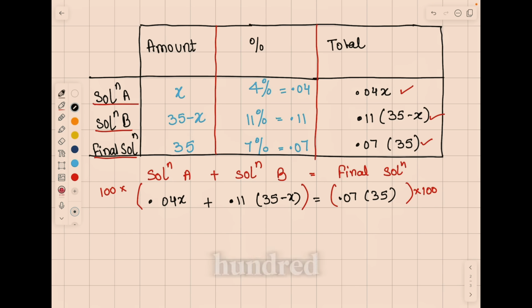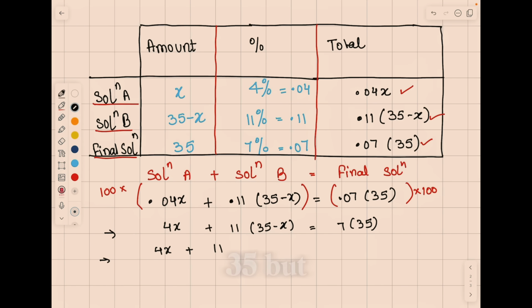So I'll multiply by 100 and distribute, which will give me 4x plus 11 times 35 minus x equals 7 times 35. I'm going to solve this equation in a slightly different way than we usually solve equations. I will distribute 11 with 35 but not multiply the numbers, because I don't like to use a calculator and I'm trying to avoid difficult multiplication here. So I'm showing you a different way to approach this.